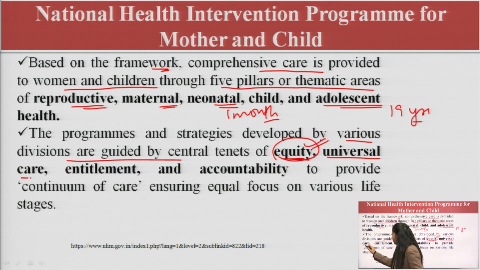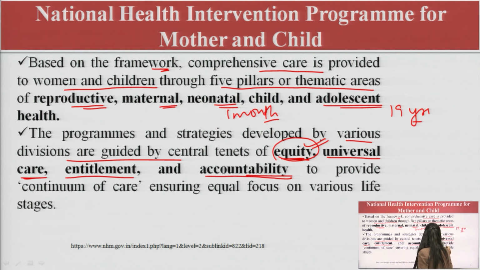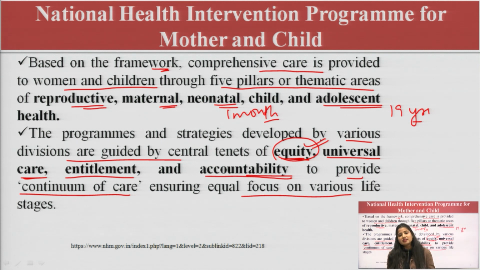Universal care, it should be standardized. Everyone should be entitled to it, along with entitlement and accountability. Everything should be noted, each and every data should be noted. That means it should be accountable to provide the continuance of care, and ensuring equal focus on various life stages. What do we mean by various life stages here?